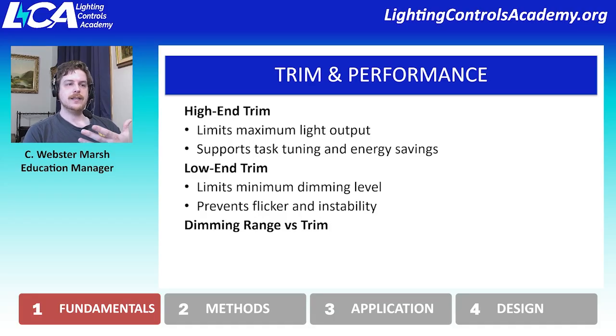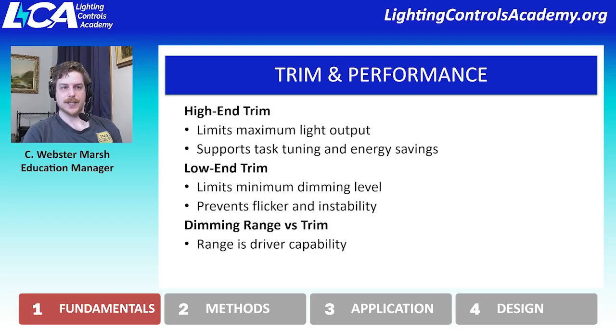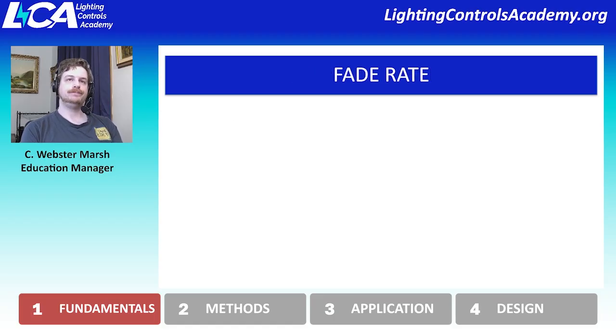So talking a little bit about dimming range versus trim, really range is the driver's capability. It's typically fixed. We can't adjust it without going outside of the manufacturer's provision of the driver. Whereas with trim, we're programming this behavior. We're now imposing an artificial limit on the fixture or the zone or group to make sure that it doesn't go outside of parameters that we've dictated.